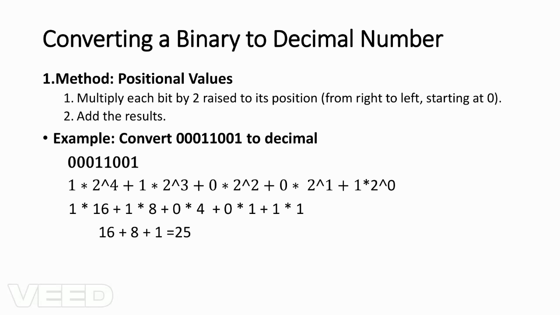Zero multiplied by anything is 0. So with this, we have 1 multiplied by 16 plus 1 multiplied by 8 plus 0 multiplied by 4 plus 0 multiplied by 2 and 1 multiplied by 1. The ones with 0 are going to be 0. So we have 16 plus 8 plus 1, which is 25. That gives us the decimal number.